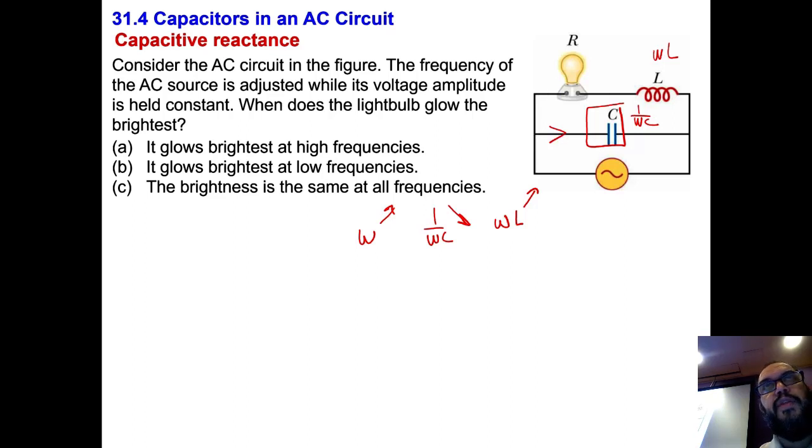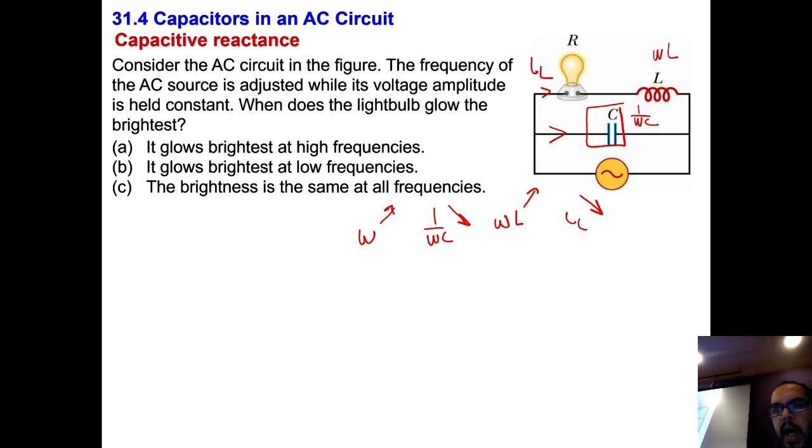Most of the current will be flowing through the low resistance. It's like water, the current will flow most through the path of least resistance. So since omega is high, 1 over omega C is low, so most of the current will flow in this branch, because the other branch has a reactance omega L, which is large. So very little current will flow through that branch. Let me call this I of the lamp. In this case, I of the lamp will be lower, and the brightness will be low.